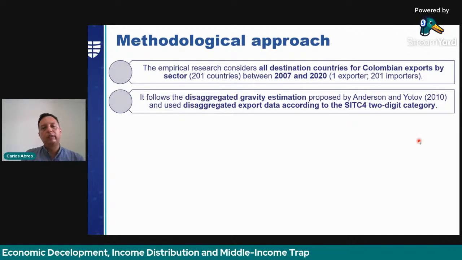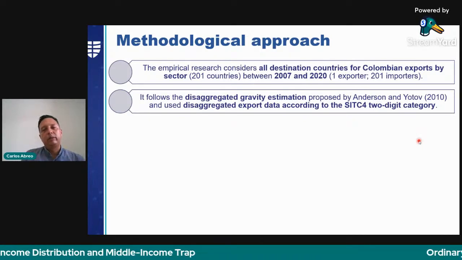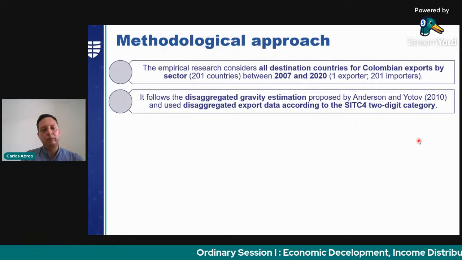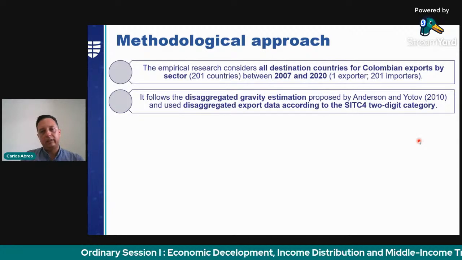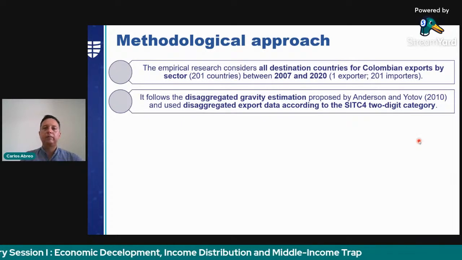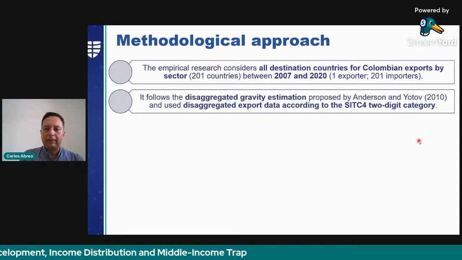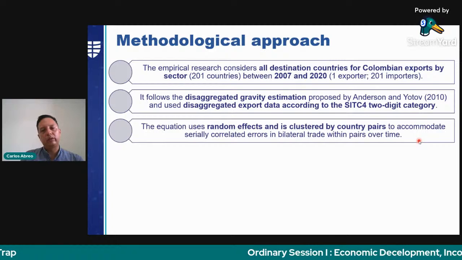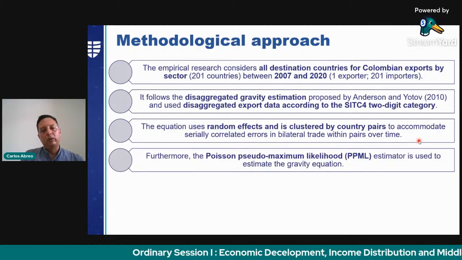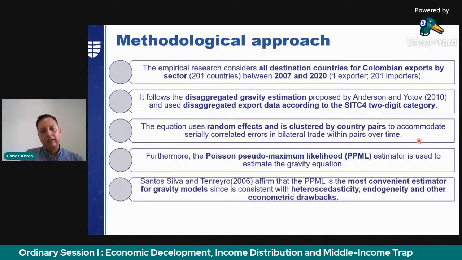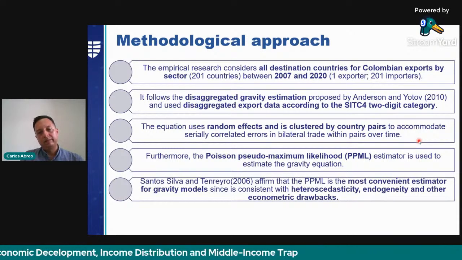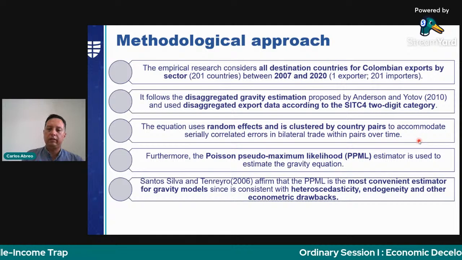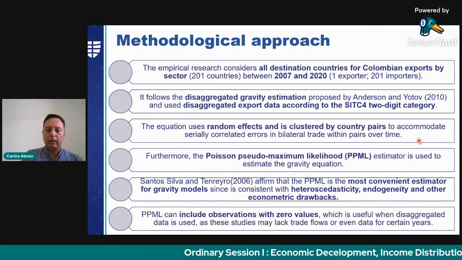Then we follow the disaggregated gravity estimation proposed by Anderson and Yotov. And as I said before, we used disaggregated export data according to the SITC 2-digit categorization. Then we estimate 10 different models. The equation uses random effects and is clustered by country pairs. We also use the Poisson pseudo-maximum likelihood because according to Santos Silva and Tenreyro, it's the most convenient estimator for gravity models because it is consistent with heteroscedasticity, endogeneity, and other econometric drawbacks.